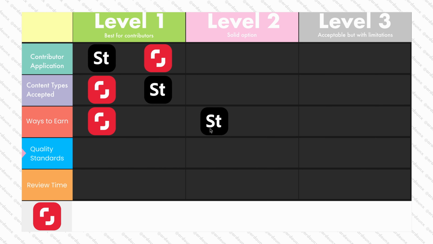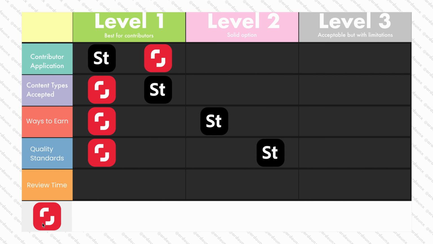Because of this flexible two-tier system, I rank Shutterstock as level 1 for quality standards since it gives you an extra chance to get approved with the dataset option. I rank Adobe Stock as level 2 because they maintain a single, strict set of quality standards for all submissions.